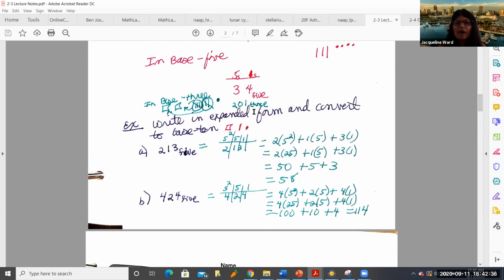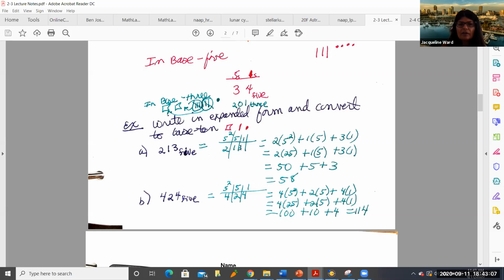So here's an example: write an expanded form and convert to base 10. We're given 2, 1, 3 base 5. In base 5, those digits are all in a different place and they have a different value, right? We still have 2 flats, but now the flats are worth 5 squared or 25. There are 25 units in a flat when you're in base 5.